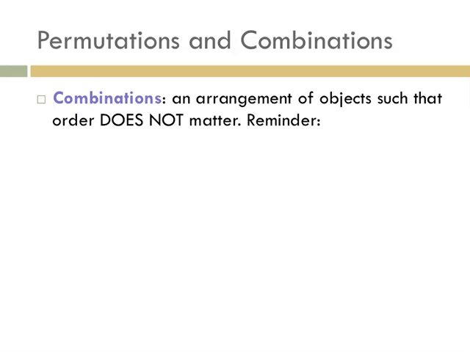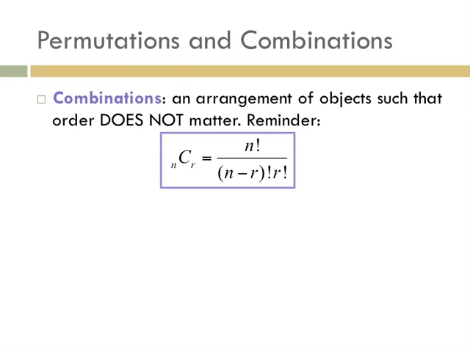Now, you actually already saw this formula when we were talking about binomial expansions, the binomial theorem. You may have also seen it before in stats or in algebra 2. So this formula here, n choose r, is equal to n factorial divided by n minus r, parentheses factorial, and r factorial.